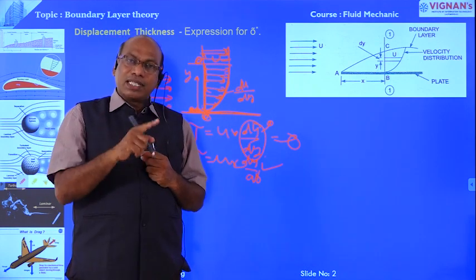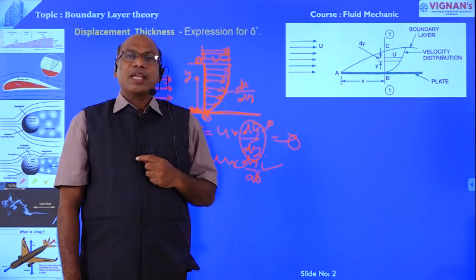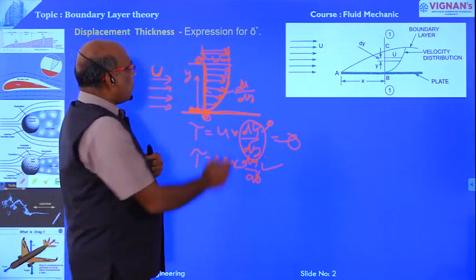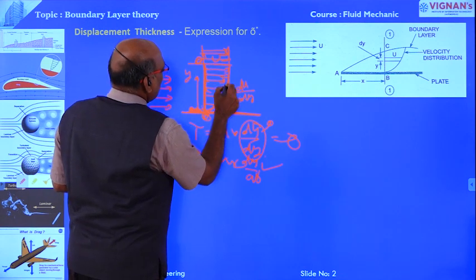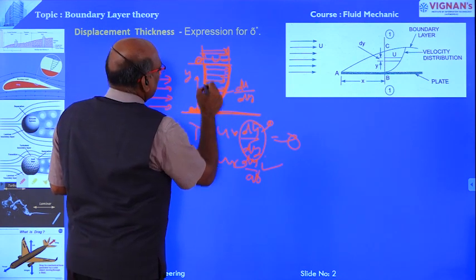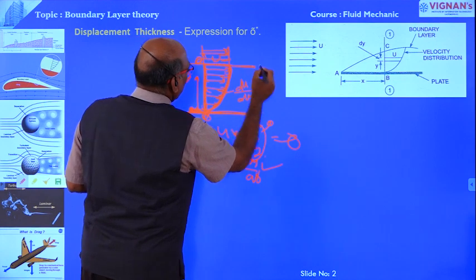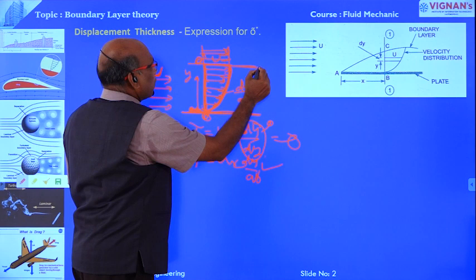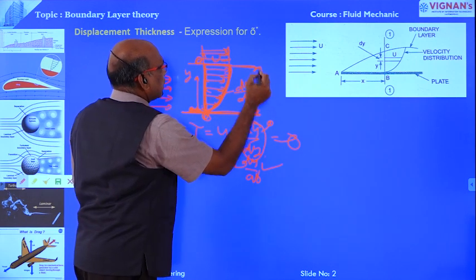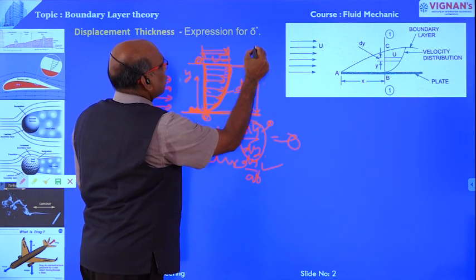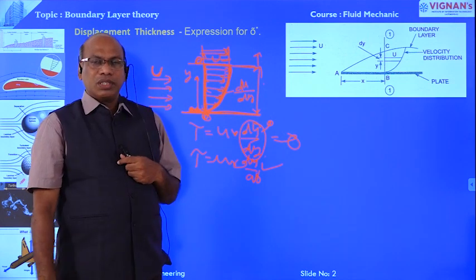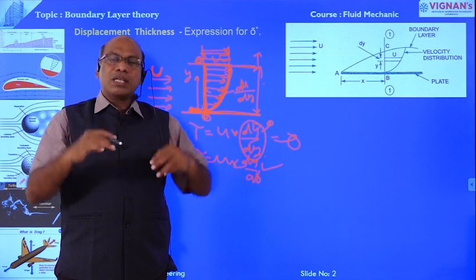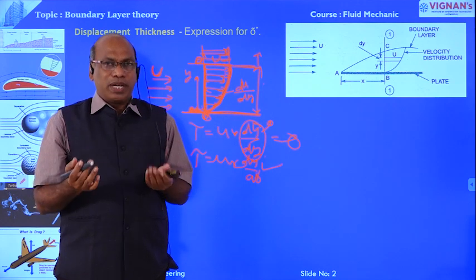The theory discussed related to the boundary layer is known as boundary layer thickness. This boundary layer thickness is classified in two ways: within the boundary layer and beyond the boundary layer. What is the difference? Within the boundary layer, what are the flow conditions? Beyond the boundary layer, what are the flow conditions?